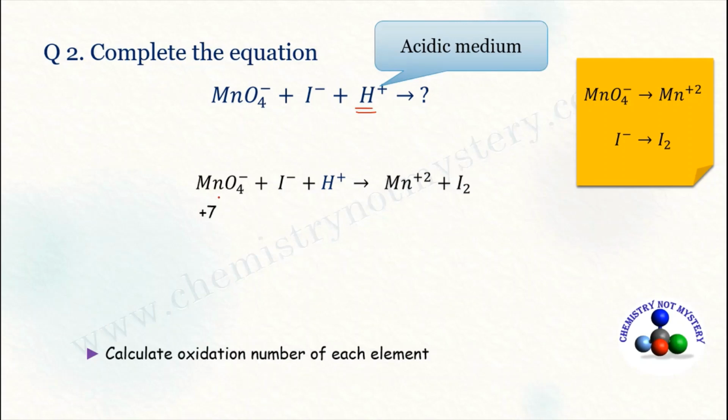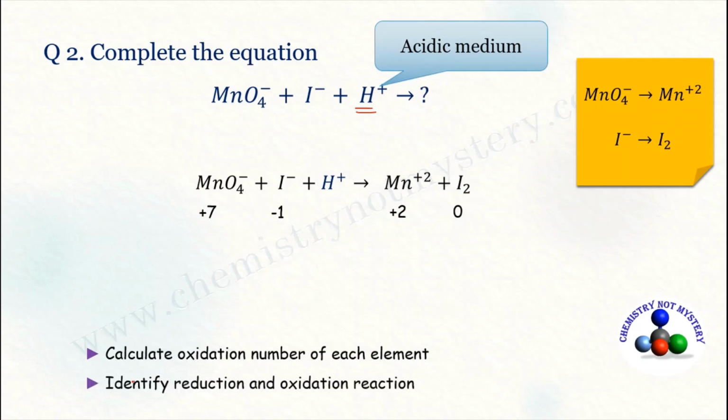Now balance this equation. First of all, calculate the oxidation number of each element. The oxidation number of Mn in MnO4 negative will be plus 7. The oxidation number of I in I negative will be minus 1. And here the oxidation number of Mn in Mn2 plus will be plus 2, and the oxidation number of I in I2 will be 0, because the oxidation number of an element in its standard state is always 0.